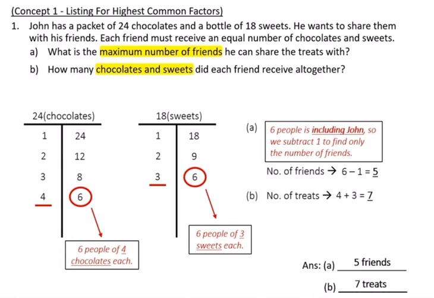Anyone don't understand? Oh, okay, who didn't get it correct? Is the answer 5 friends? Yes, it is 5 friends. Okay? Good.